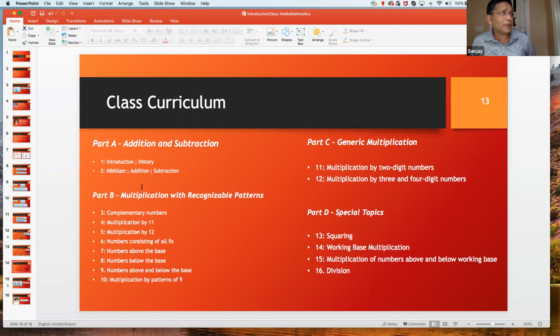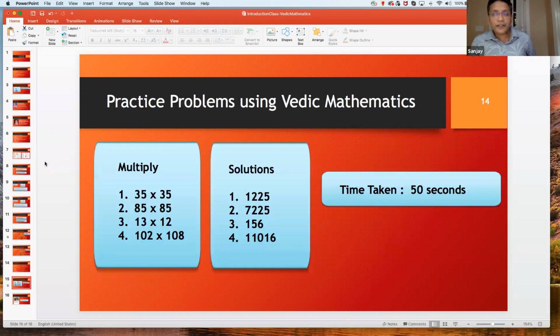The focus is more on multiplication, because that's the fundamental of most of the math at the beginner level. Okay, so in case you have done the problems in the beginning of the class and you wanted to know the answers, here are the quick answers.